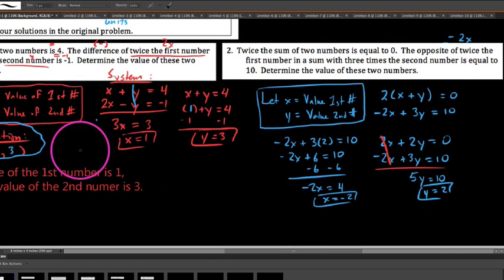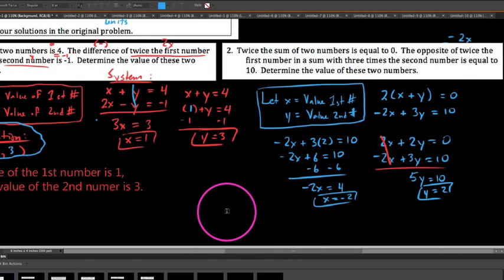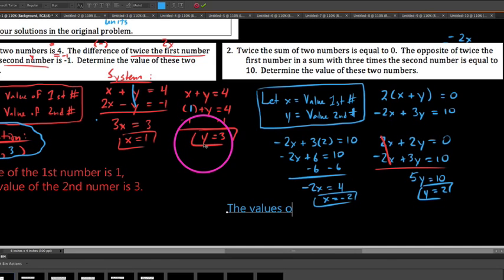And so in the grand scheme of our problem, when we want to interpret this, we ask, what were x and y representing? Looking at how we've defined our variables, we represented them as the value of the first number and the value of the second number. So the values of the first and second numbers respectively are negative 2 and 2.